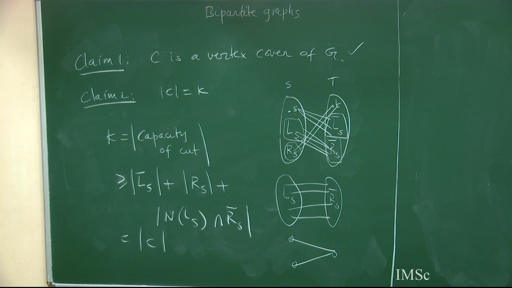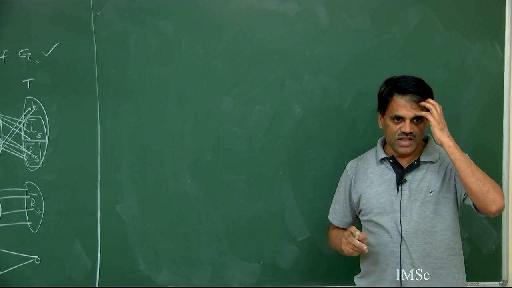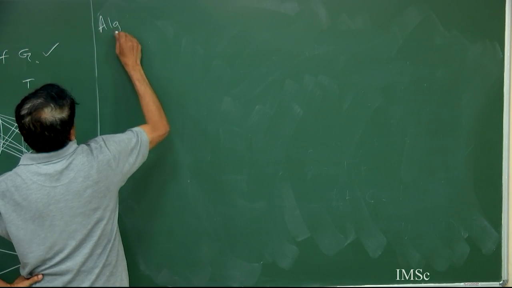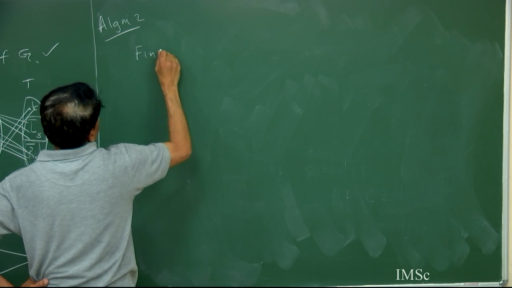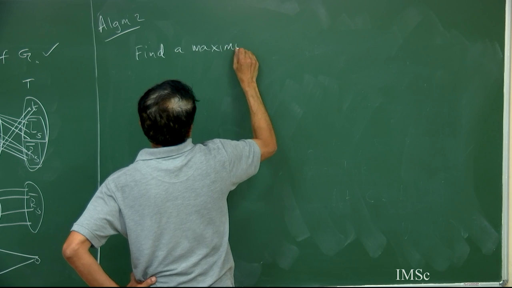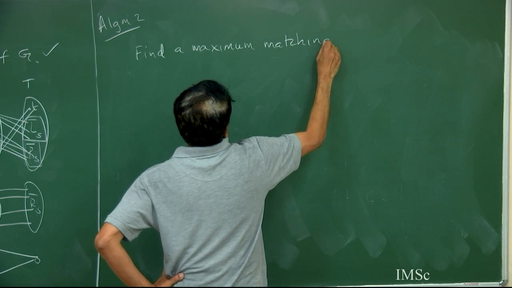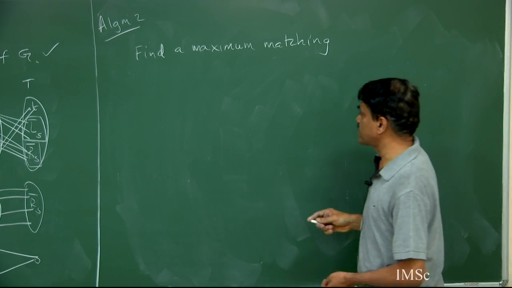Okay, so here is another algorithm which sort of reverse engineers and tries to see what it is we are aiming for, and then we'll develop this algorithm. So let's call this algorithm 2. Find the maximum matching again. Use flow or whatever you want to do. Conceptually, these two algorithms are the same. I think they produce the same set.